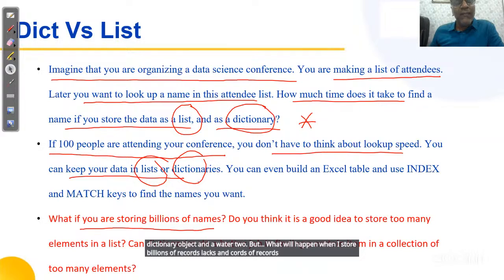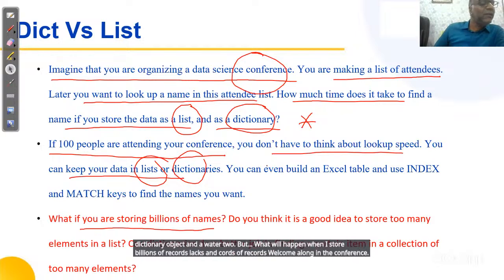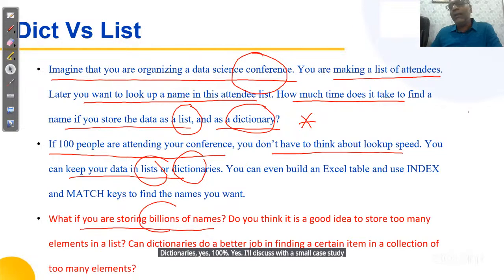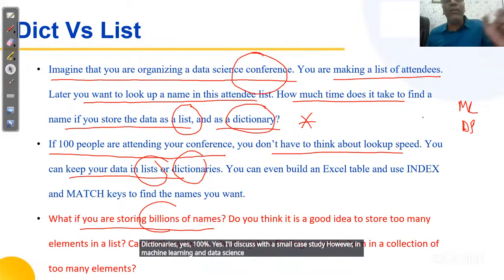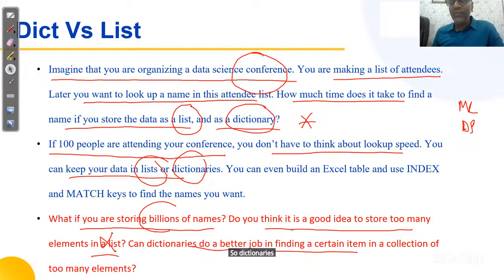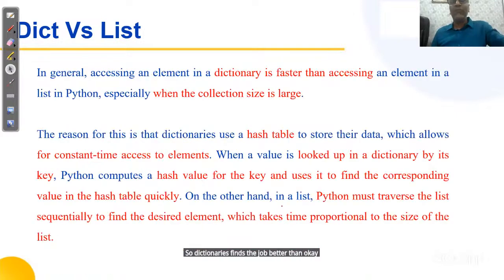Suppose lakhs or crores of people attended this conference, dictionaries, yes, 100%. Yes, I'll discuss with a small case study. Here, whenever in machine learning and data science applications, we will deal with a large amount of data. So, list object is not preferable. So, do you think it is a good idea to store too much data in the list object? No. So, dictionaries do the job better. Okay? Clear for all of you?